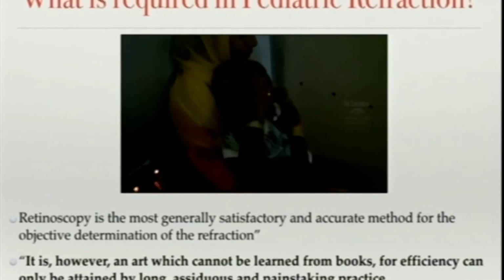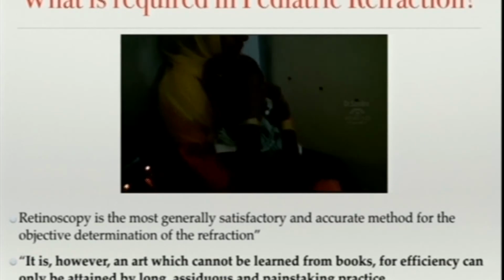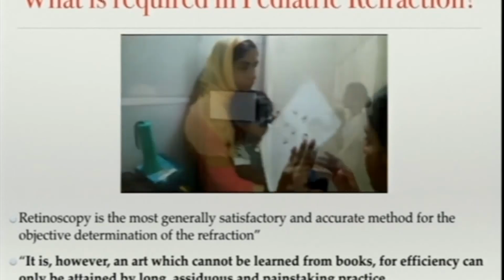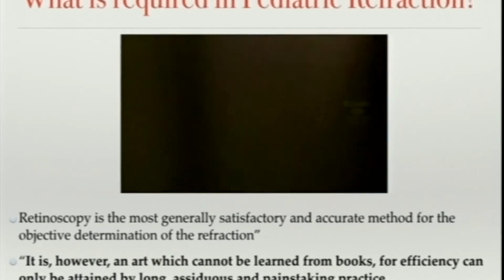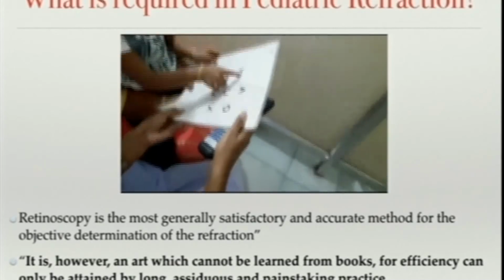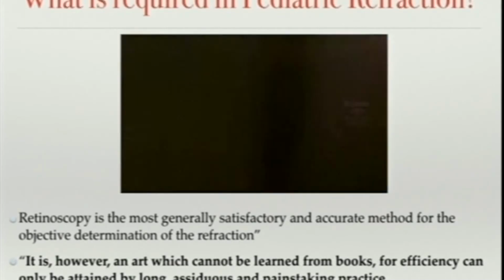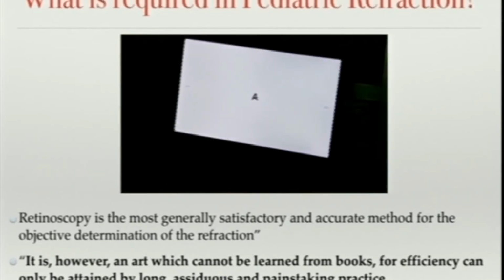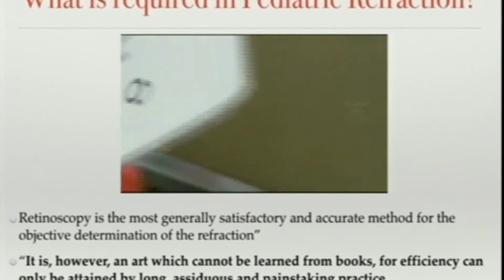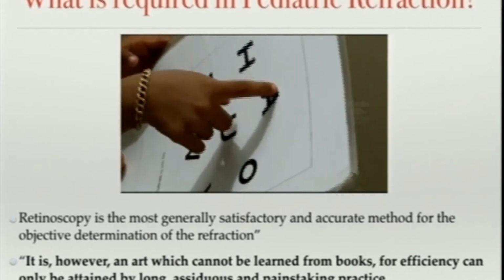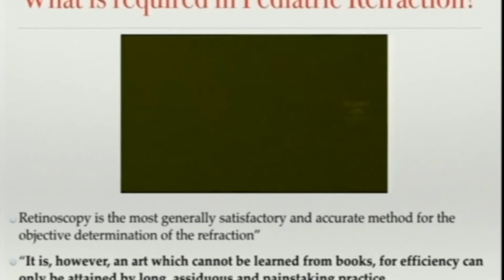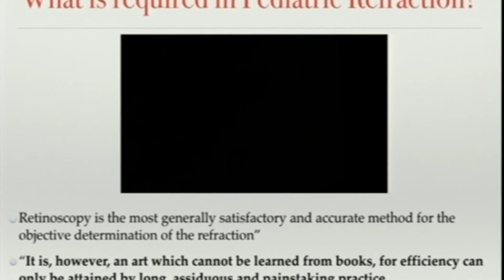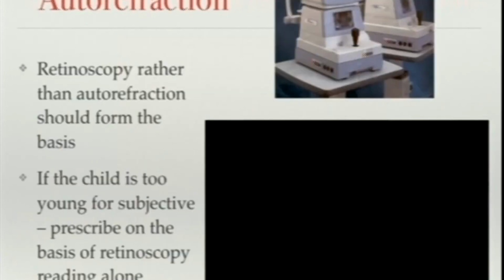So what's required in pediatric refraction? Mostly we may not be able to get a good subjective refraction, so we need to rely on retinoscopy. Retinoscopy is the most satisfactory and accurate method for objective determination of refraction, but it's an art, as you already heard from the previous speakers. The retinoscopy is done, and if you are able to get a subjective, this is a matching HOTV card. You can see that the child is looking at the distance, and the child is pre-verbal, so the child doesn't know what it is but can point out to you, and you can get an estimate of the visual acuity.